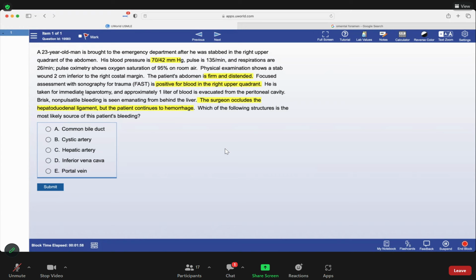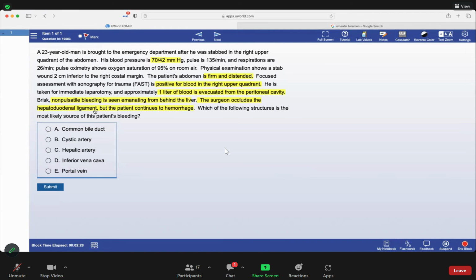He is taken for immediate laparotomy, and approximately 1 liter of blood is evacuated from the peritoneal cavity. So that's a lot of blood. Brisk, non-pulsatile bleeding is seen behind the liver. So they are bleeding behind the liver. That could be the hepatic artery, portal vein, or inferior vena cava. Does everybody agree? Okay. Now, the surgeon occludes the hepatoduodenal ligament, which means the surgeon is doing the Pringle maneuver.